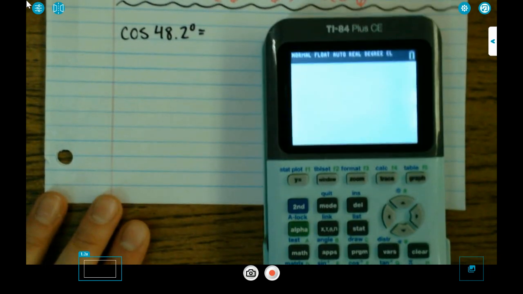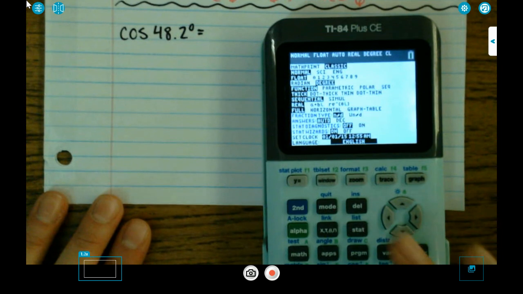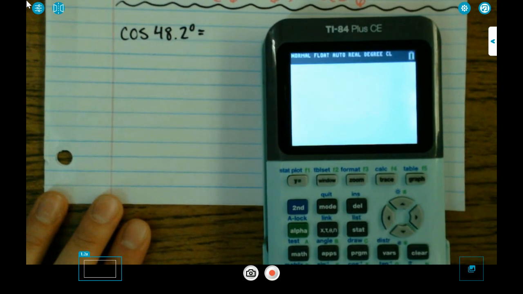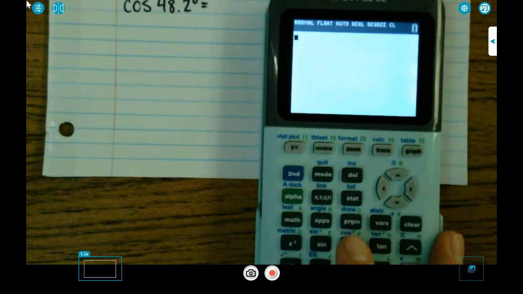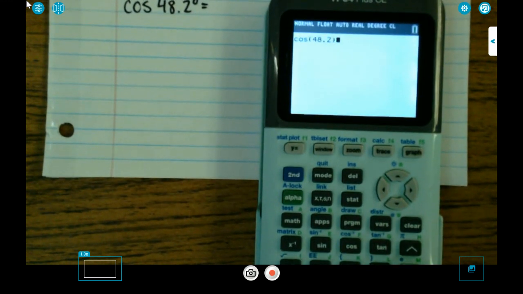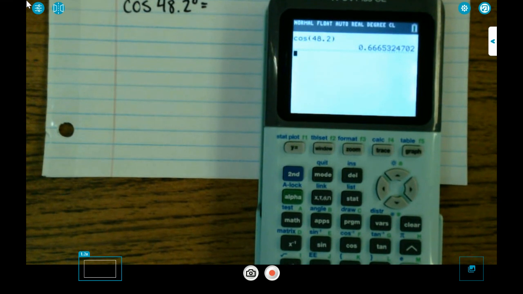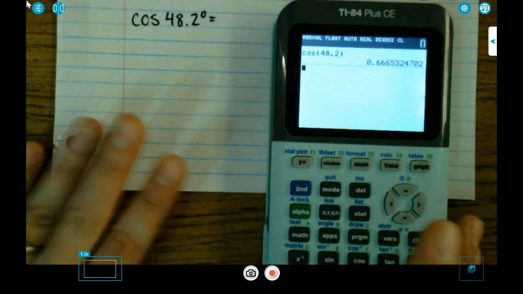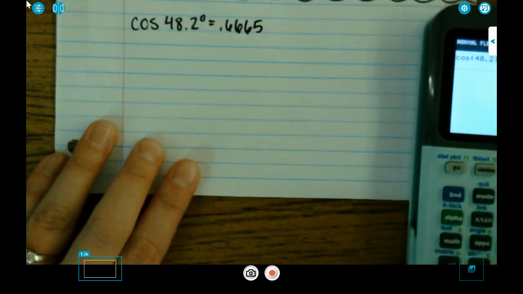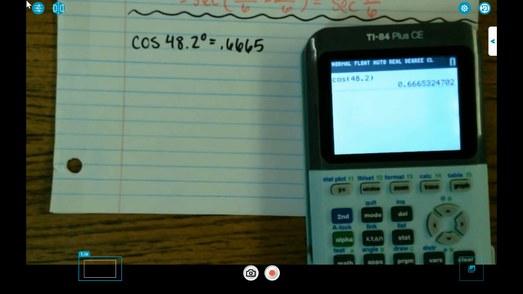The first thing that you need to do is hit the mode button. Make sure you're in degrees. I already was. So go put your calculator in degrees. And then you literally just type cosine 48.2. You should get 0.6665. We have just summoned the devil. Okay. Any questions on that? Take a second to make sure that you actually can get that in a calculator and you actually know how to get from degrees to radians.